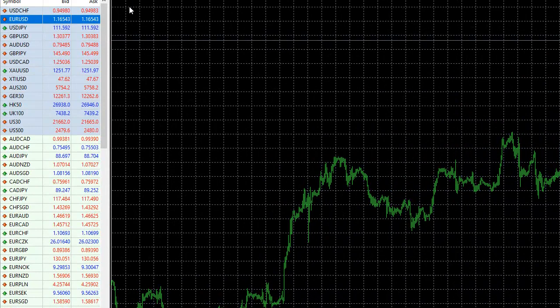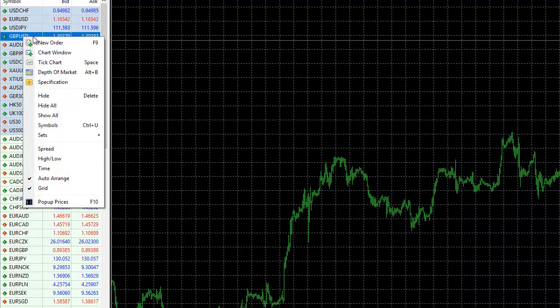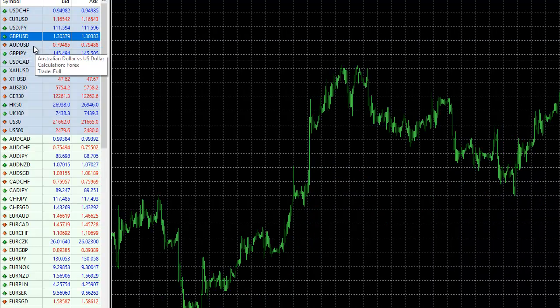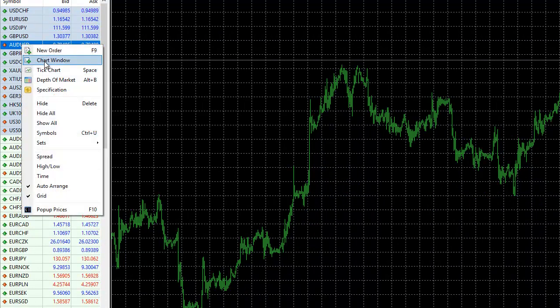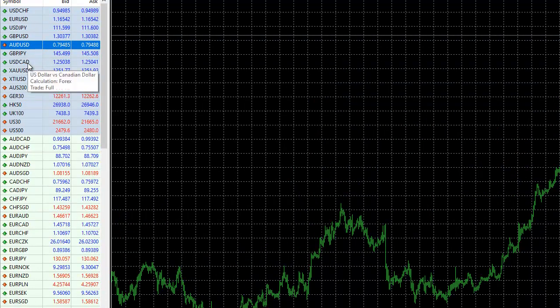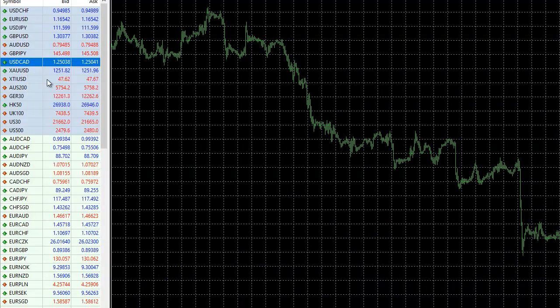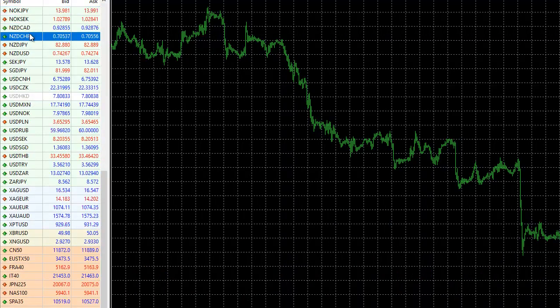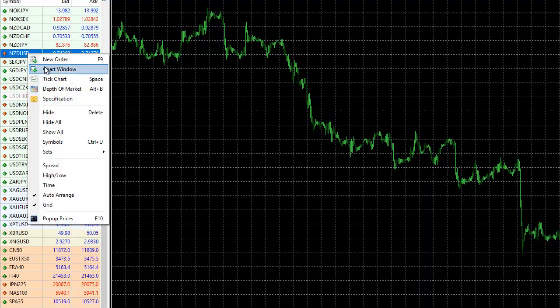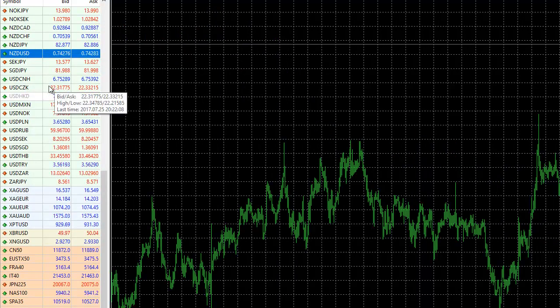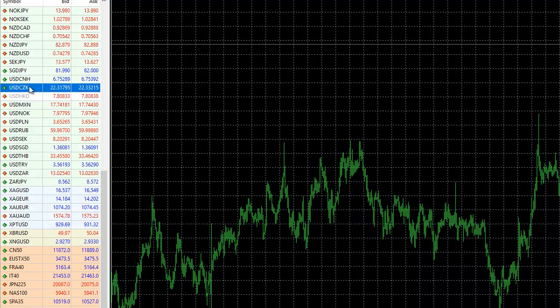I have already euro dollar, so I will add as well the cable. I will add as well the Aussie dollar, and I will need a dollar cat. I will need as well the New Zealand dollar. Let's see, where is it? So it's somewhere. All right, it's over here. So I will add it as well. And I need as well the yen, so I will look for dollar yen.